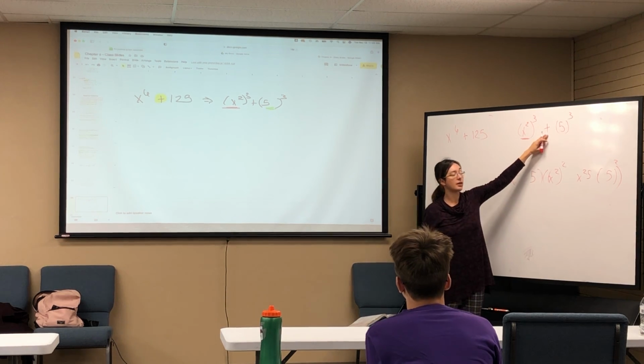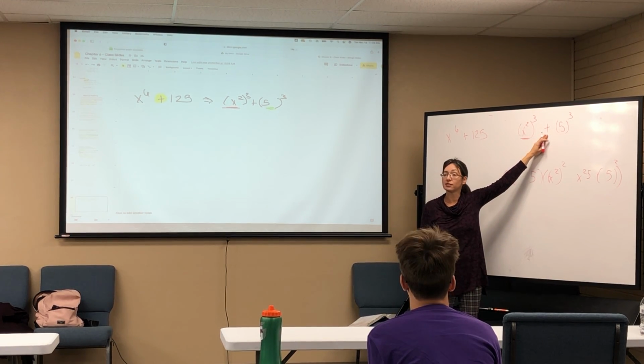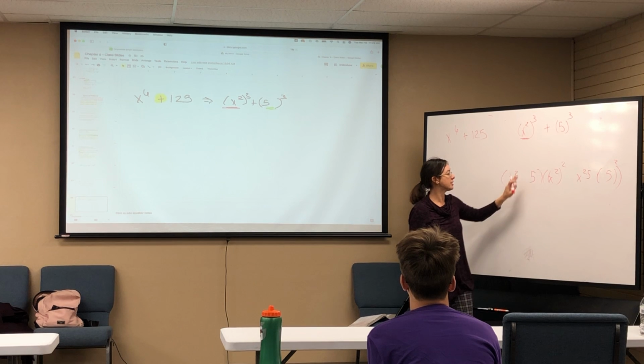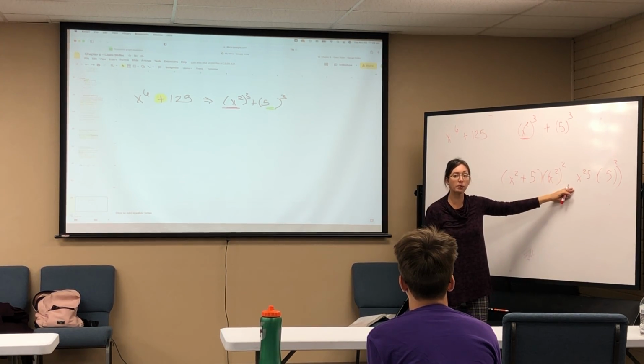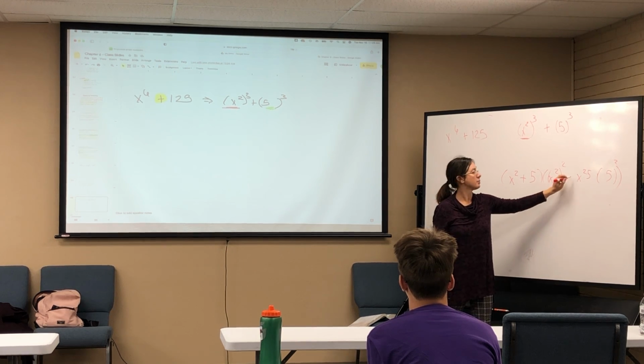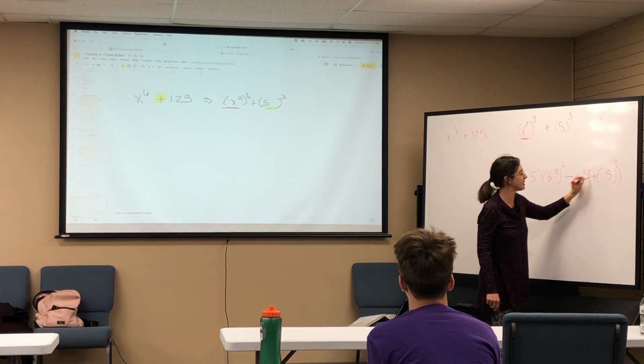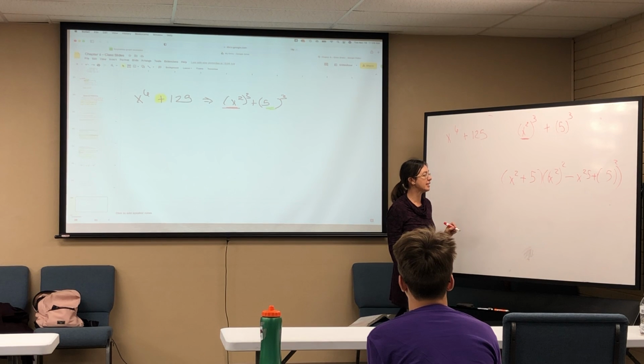So my sign is what? Addition. So the sign of the binomial is addition. The sign of the trinomial is minus, subtraction. And the last sign is positive. So now we're just going to clean it up.